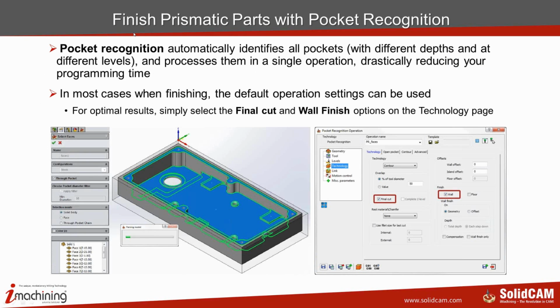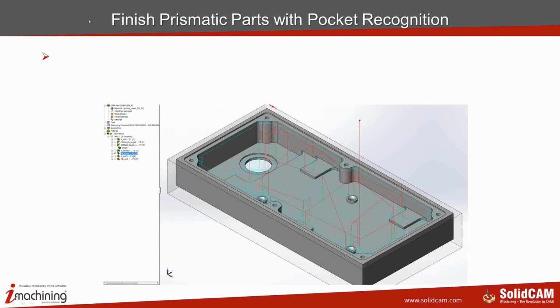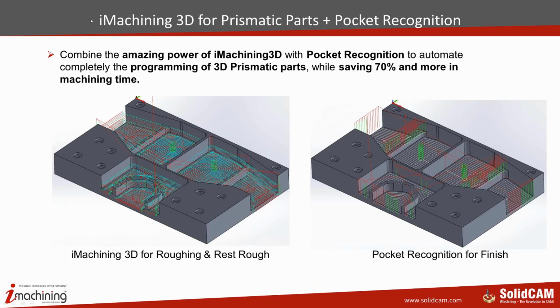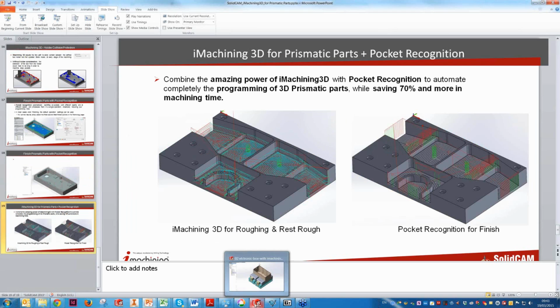And after you do your roughing and rest machining with iMachining 3D, you can do the finish of the floor here by using pocket recognition. And Sydney is also going to show that. So basically today, for any customer doing 2.5D work, prismatic parts, you use iMachining 3D for the roughing and rest roughing, and then pocket recognition for the finish. Let me show you one example we showed last time, and then Sydney will go to his example.